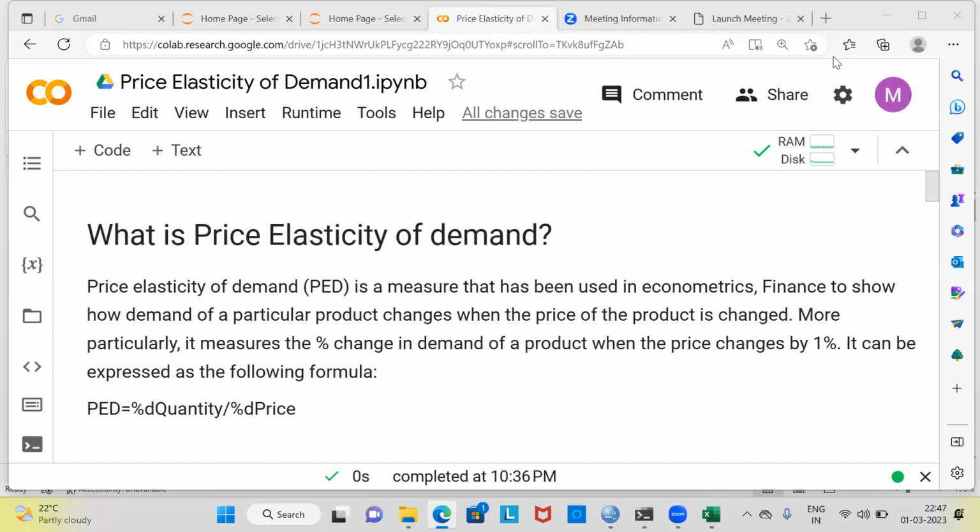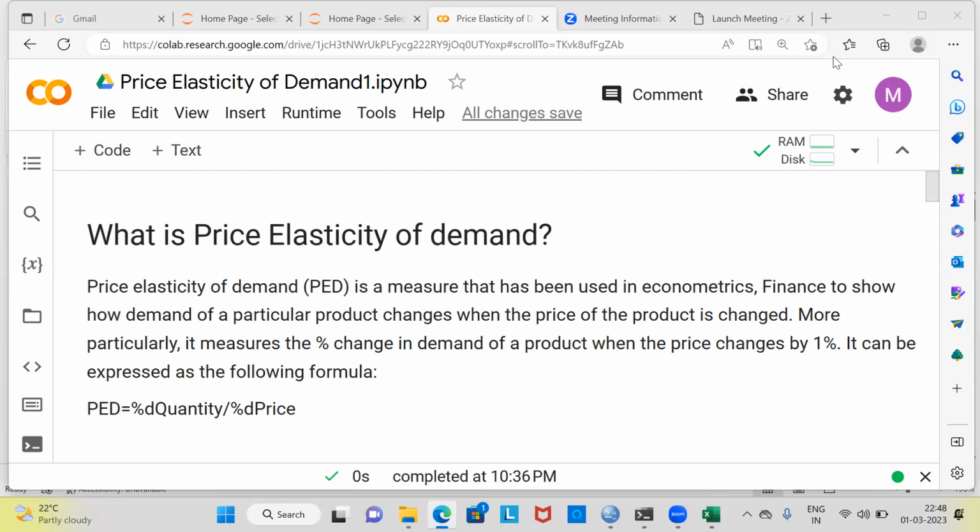The first few moments I like to use to talk about what exactly do we mean by price elasticity of demand. It's a mouthful of words. Let's just break this down and understand this in parts. What do you mean by price elasticity of demand? Where is it used? How can we make sense of the output produced by the model?